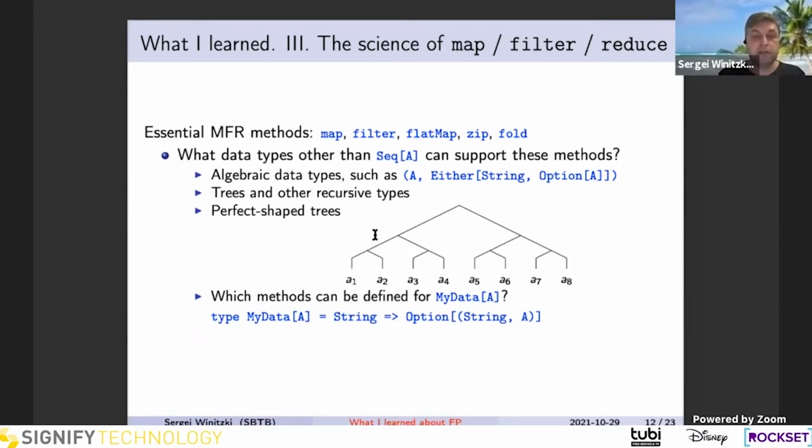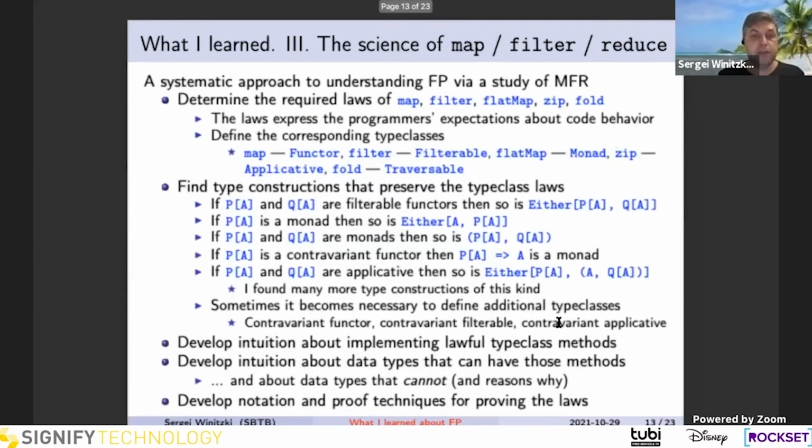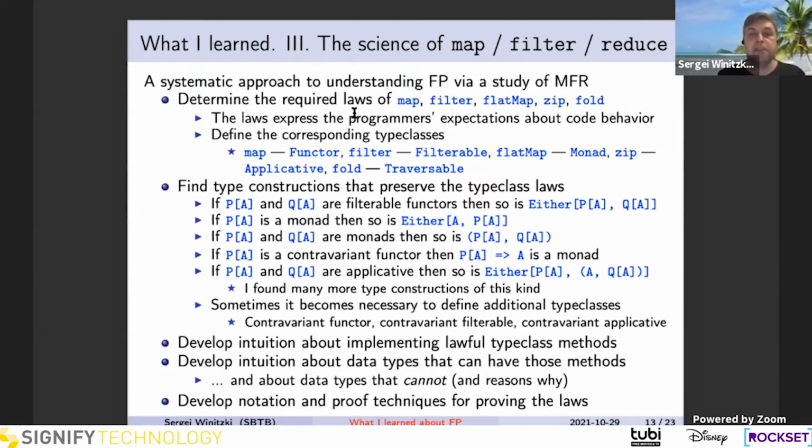Let's say this is my business logic. Can I define map for it, filter, flat map, zip, fold? It turns out that you can define some of these methods, but not all, for certain data types. And that gives me a systematic approach to describing and understanding functional programming.